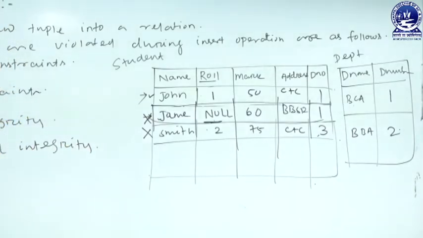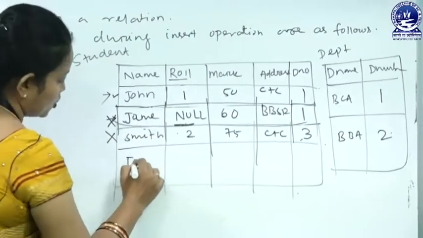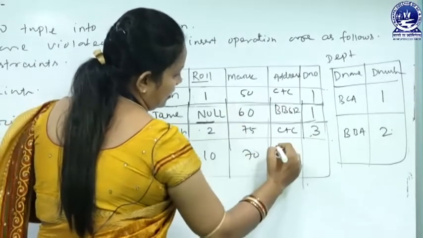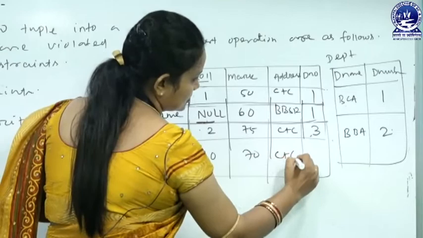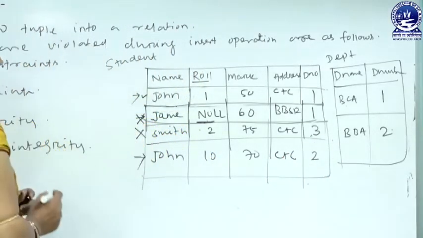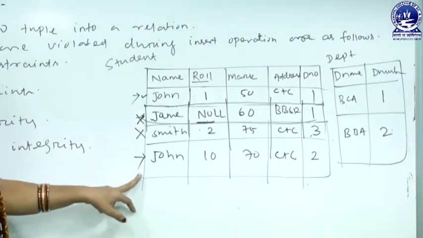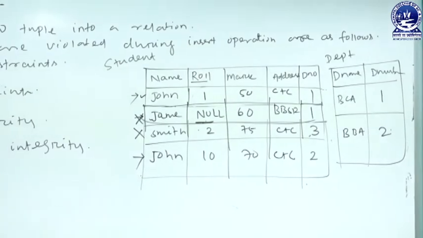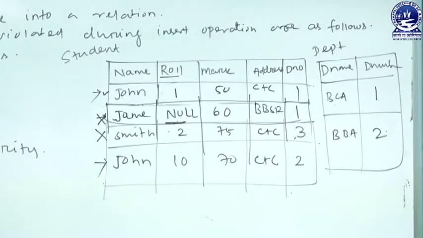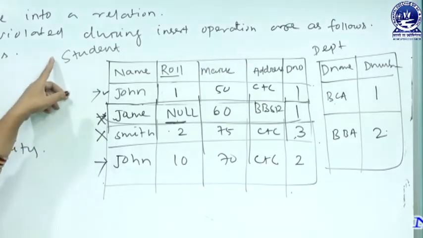Then next I am putting another value, suppose name is John, roll is 10, mark is 70 and address is CTC and department number is 2. This will be accepted by the relation because this tuple is not violating the domain constraint, not violating the key constraint, and not violating the entity integrity or referential integrity constraint. That is why this tuple is accepted by the student relation.